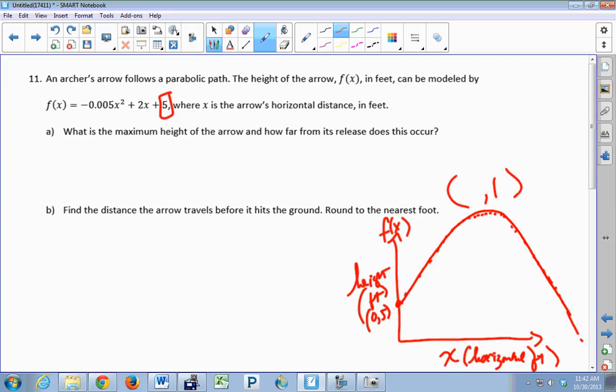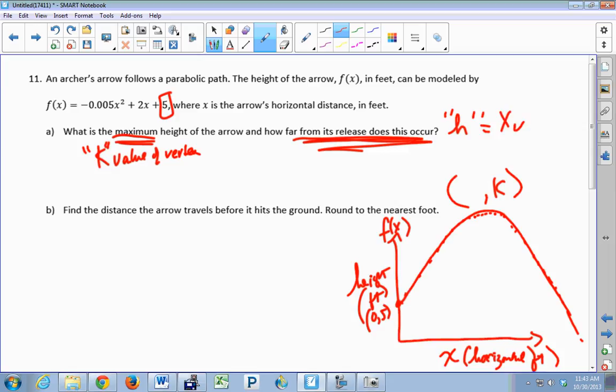Anytime you see maximum, you know you're looking for the k value of your vertex. And when does it reach its maximum height? When does this occur? That's your h value. And as Shane pointed out, you always have to find your h value, or your independent variable x. So h is the x value of your vertex, and k is the y value of your vertex. So let's find the x value of our vertex, and then we can find the height.